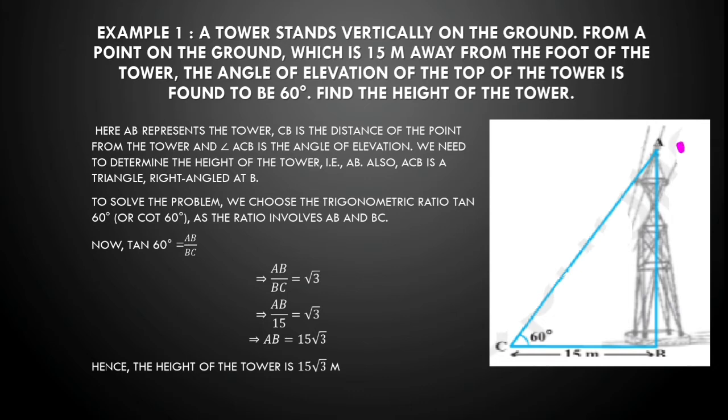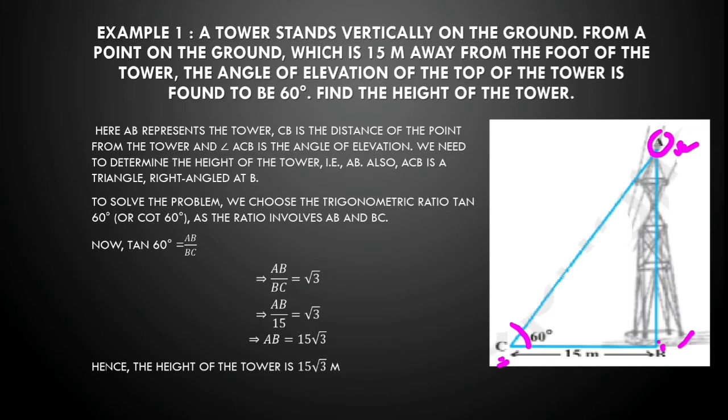So this point A is the top of the tower. This point B is where the tower touches the ground. Now at a 15-meter distance from B there is another point C. From this point C, the top of the tower makes an angle of 60 degrees with the ground. Now you have to find the height of the tower, that is, the length of AB.